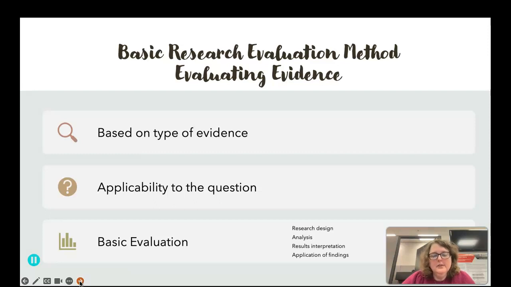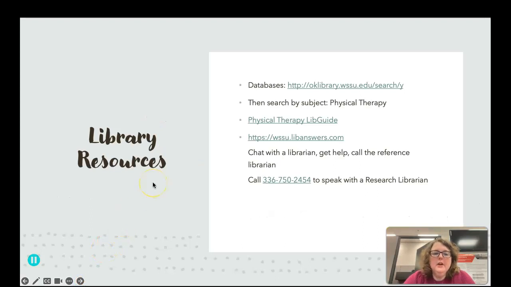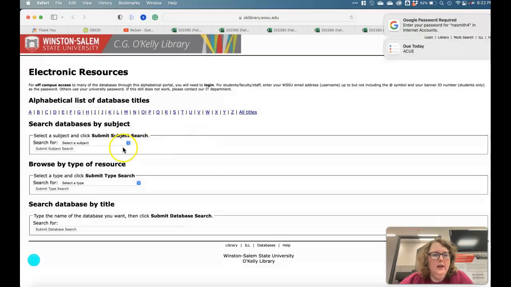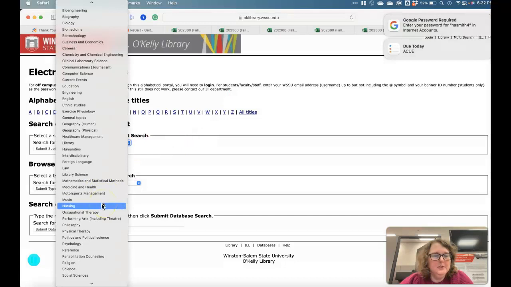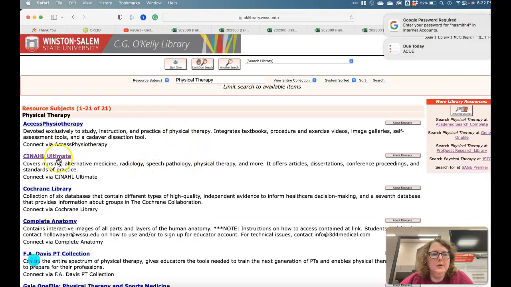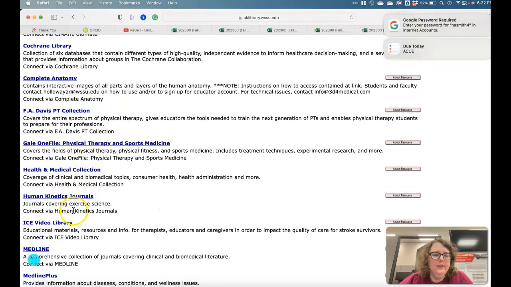But first, let's talk a little bit more about how do we locate evidence in physical therapy. When we talk about library resources, there are certain databases that we can find through O'Kelly Library. If we look through the databases in O'Kelly Library, we can go here and we can search for databases by subject. If we go to physical therapy, we submit our subject search, and this will give us all of the things that are available to us to search for physical therapy.